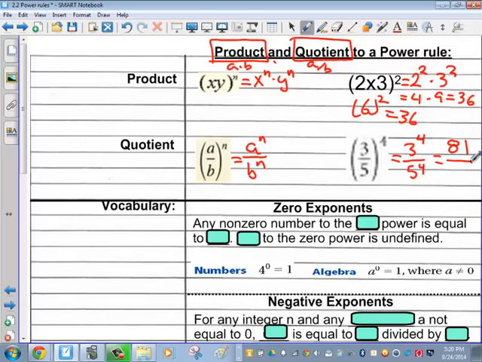5 to the 4th power, I know 5 times 5 is 25, and 5 times 5 again is 25. So I have 25 times 25. 5 times 5 times 5 is 125. So 125 times 5 would be 500, 625. Hopefully I did that right in my head, but there's my final solution to this one. So that's how you handle the product and the quotient to a power rule.